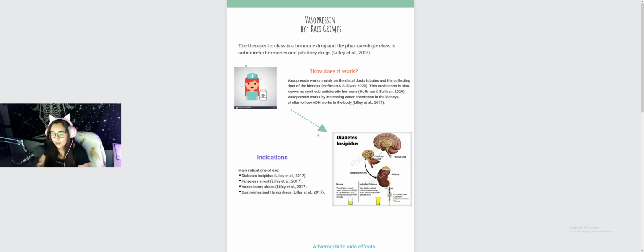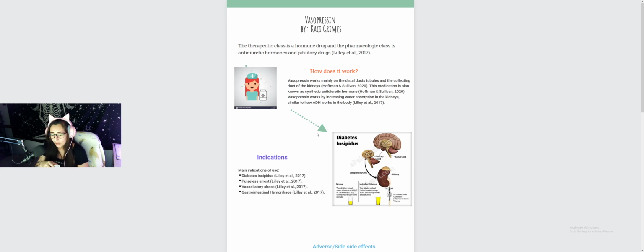Indications of use, it's mainly used in diabetes insipidus. What's happening in diabetes insipidus is that we have a lack of ADH being produced from the posterior pituitary gland. Because of this, we're going to have an increased amount of urine and an increased amount of excretion of urine. When we have normal ADH, ADH again causes reabsorption of water in the body. So with diabetes insipidus, when we give vasopressin, we're going to decrease that urine output and we're going to have more fluid being stored in the body.